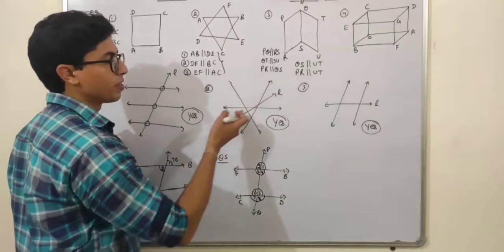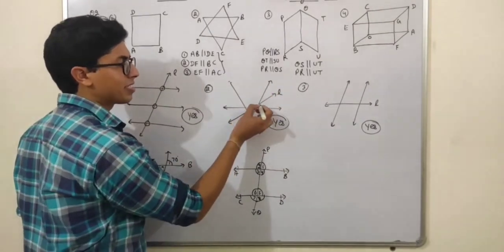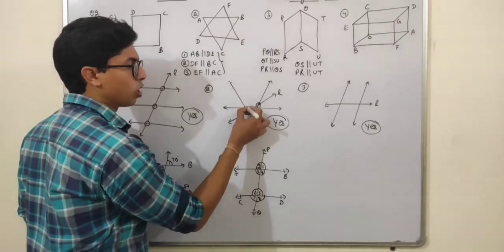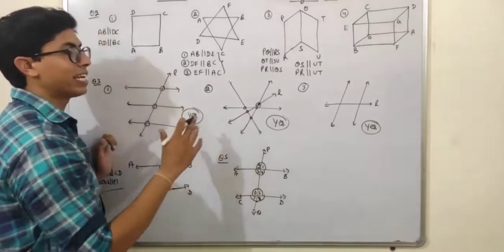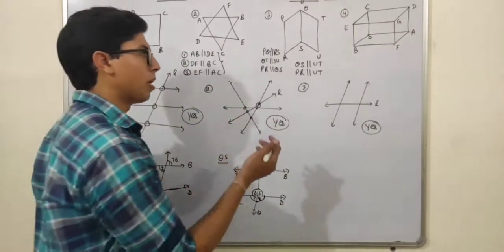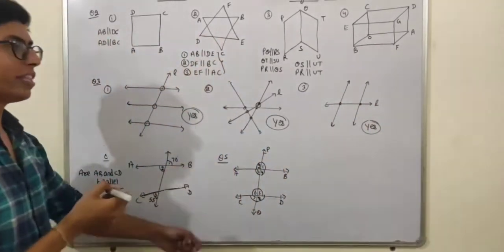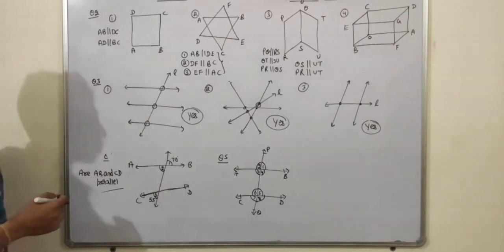Similarly, this L intersects this line at this point, and all these are different points. So yes, L is a transversal. Similarly for this, these are two different points, students. So yes, all these lines are transversals.